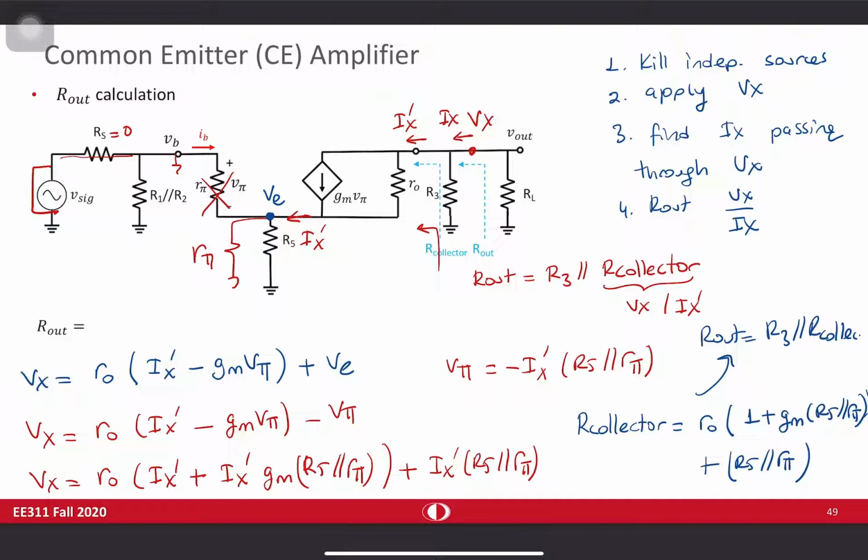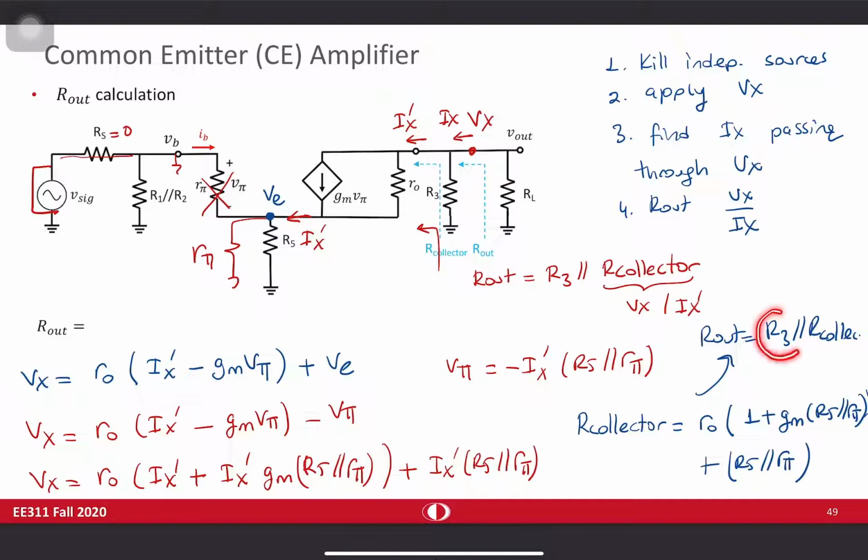Well, the expressions are quite complicated and it may be boring sometimes, but we can come up with some results. First of all, this thing is R0 times something larger than 1. So this term is definitely much larger than this term. So this part can be ignored. That's one thing. The other thing is, this R collector is a huge value, R0 times something. Like if R0 is 100K, this is going to be definitely larger than 100K.